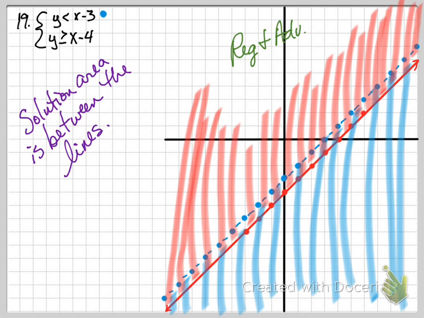Number 19 is also for the advanced and the regulars. This was just graphing. It wasn't a word problem. Again, we saw that the first equation was not equal to, it was just less than, so we used that dotted line. Okay, we shaded below in blue and above in red on the lines, and you can tell that the little thin area there between those lines right in here, that's the area where we have both the blue and the red. So that's our solution area between the lines.